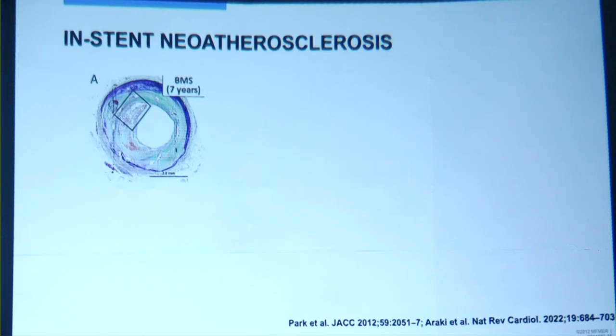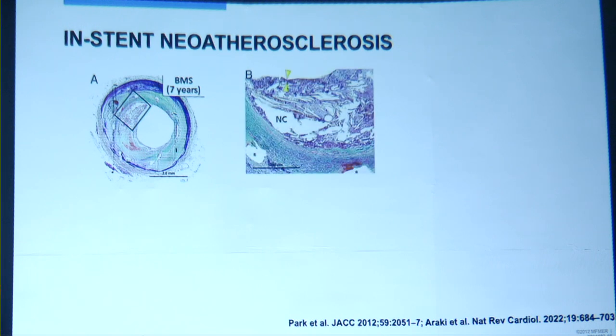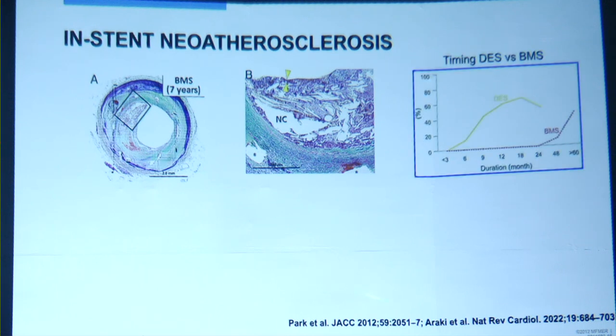Here's an example of in-stent plaque and neoatherosclerosis. We used to think that in-stent was mostly restenosis and a benign thing. We now recognize that about 15 to 20% of restenosis actually presents as an ACS, and that's because of neoatherosclerosis. And it looks exactly like classic atherosclerosis. There's lipid in there, there's plaque rupture, and so on.